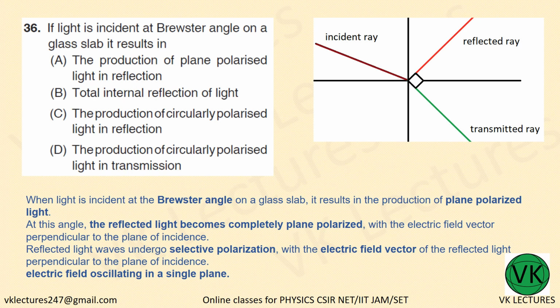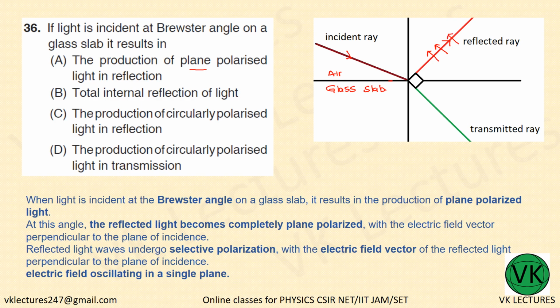Question number 36. If a light is incident at a Brewster angle on a glass slab, it results in... Now assume that this is the incident light and this is the glass slab, the interface. This is the air medium and this is the glass. Now if this is the Brewster angle, then it has plane polarized light in the reflection. So this is the reflection, and here the electric field will be plane polarized.